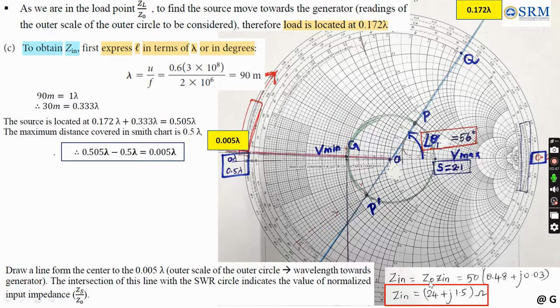So to find the actual input impedance, we have to denormalize. Already we have normalized and plotted, right? We have to denormalize by multiplying with the characteristic impedance. So 50 into whatever value we got in the Smith chart. So everything multiplied together, we get the input impedance in terms of ohms.